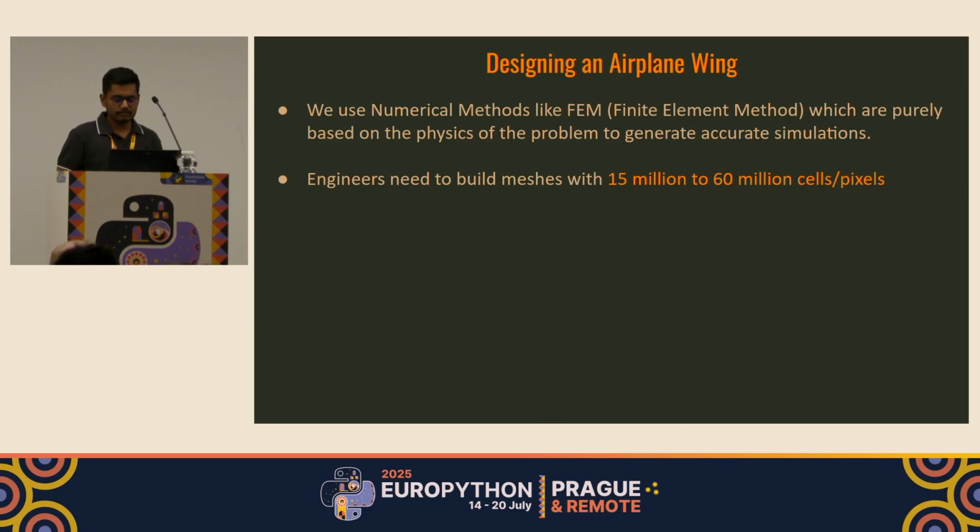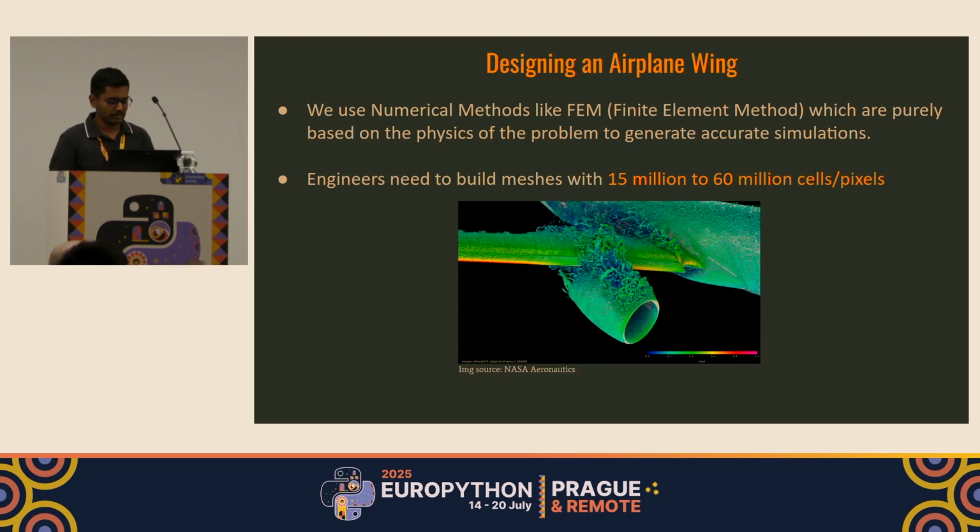finite element methods, which are purely based on the physics of the problem and do not make any use of the data which we have. To explain the process briefly, engineers build meshes of around 15 to 60 million cells, and on all those individual cells, these complex calculations are run. And the end result is like this. We get a very nice, very detailed, high resolution simulation of wind velocity around an airplane wing.